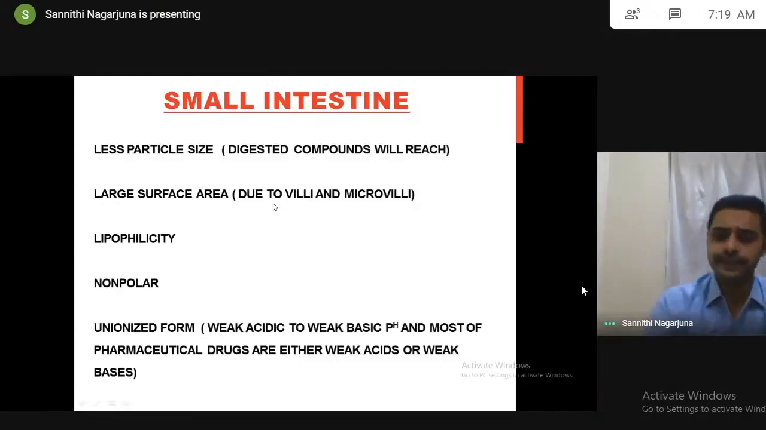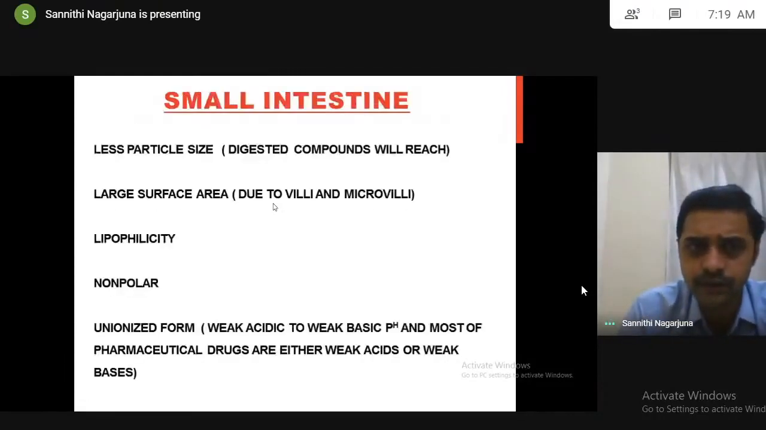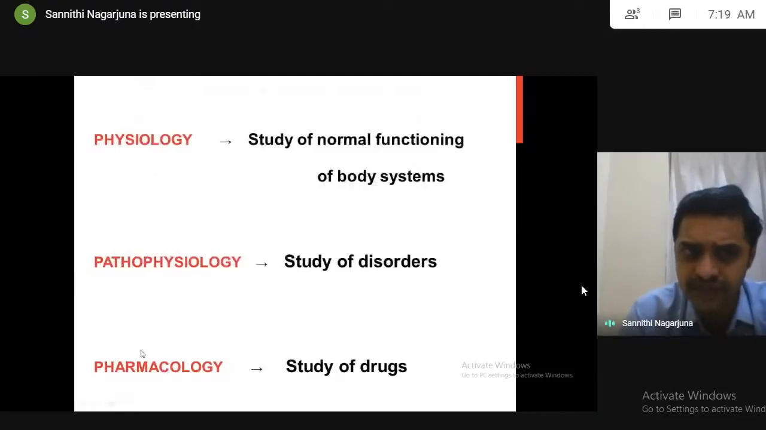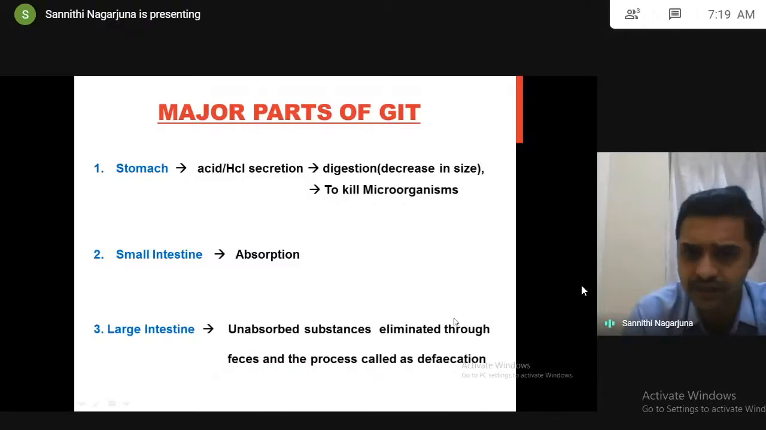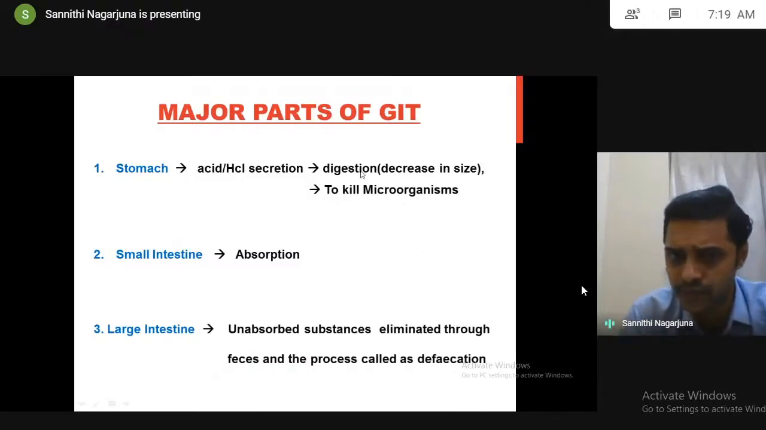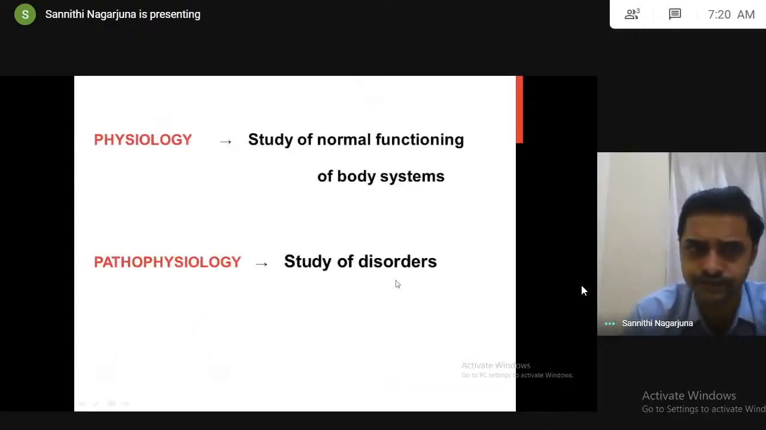So coming to the disorders, just now I told you physiology first. This is the link, right? Physiology is the study of normal functioning, pathophysiology is the study of disorders, and pharmacology is the study of drugs. Very briefly, I'm telling once again: the stomach is the site for digestion, the small intestine is for absorption, and the large intestine is for elimination. Digestion means the breakdown process, absorption means entry into systemic circulation, entry into the blood. Elimination means all unabsorbed waste substances are eliminated through stools, fecal matter, called defecation. So this is the basic functioning of the GIT.